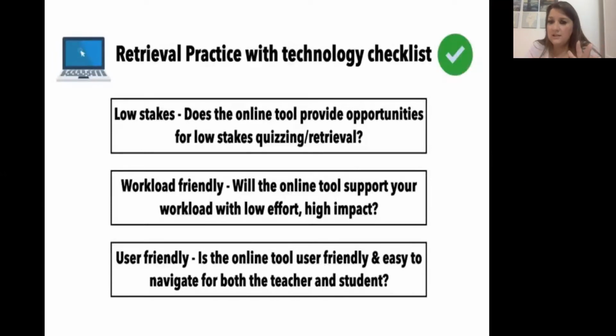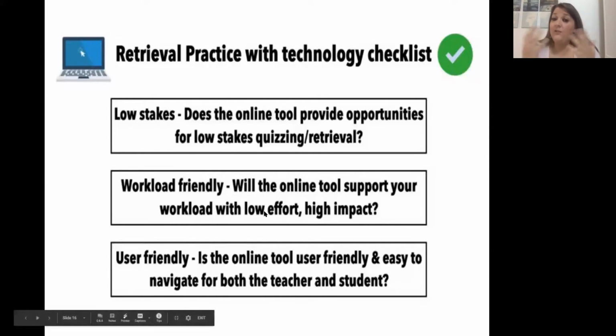Keep it low stakes. For me, I use Google Forms. I said I was making them for multiple choice questions, but generally with some of my year groups, I use them for assessments, and I keep them sort of formal, high stakes, and then low stakes, I use quizzes, Kahoot, Quizlet, Carousel Learn, those types of things. So is it a low stakes tool that is fun and enjoyable? Is it workload friendly for you, the teacher?